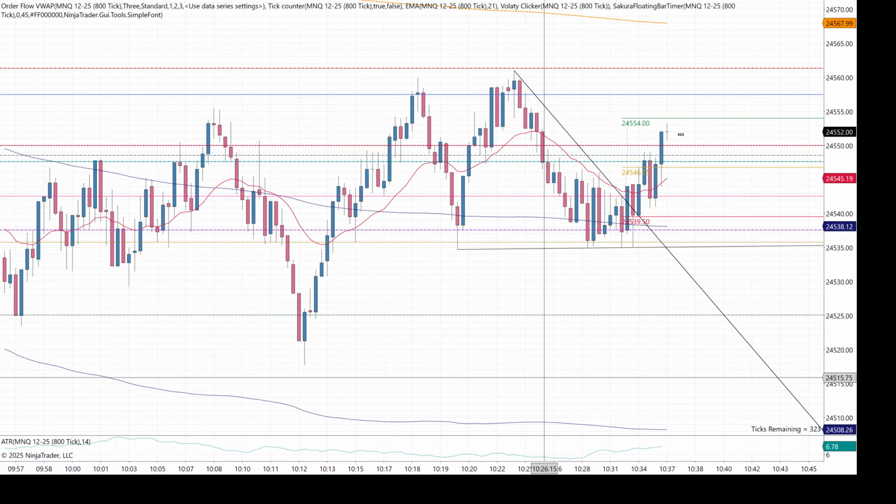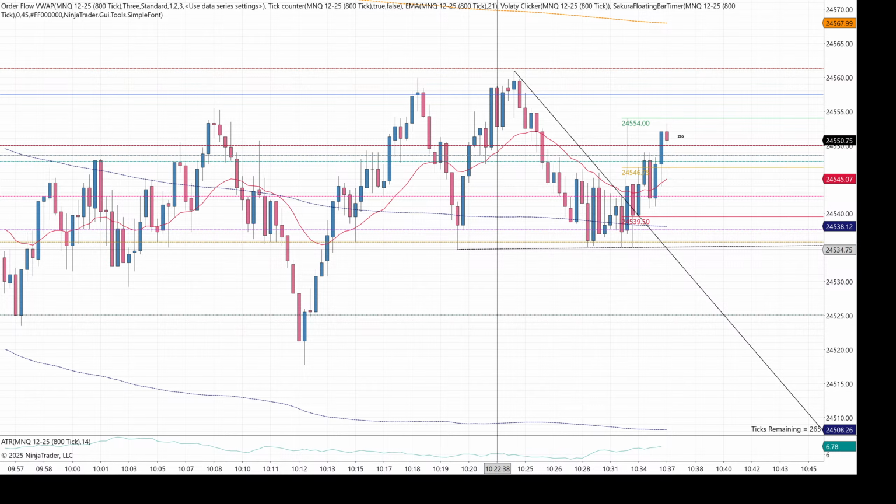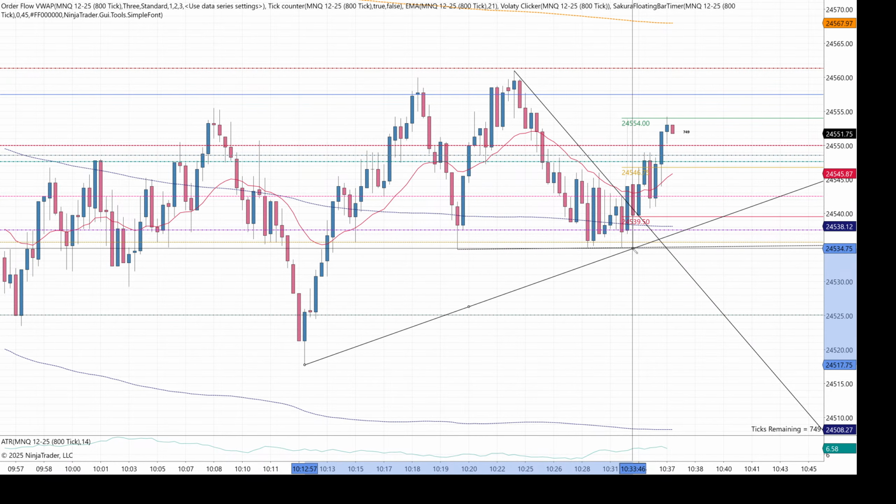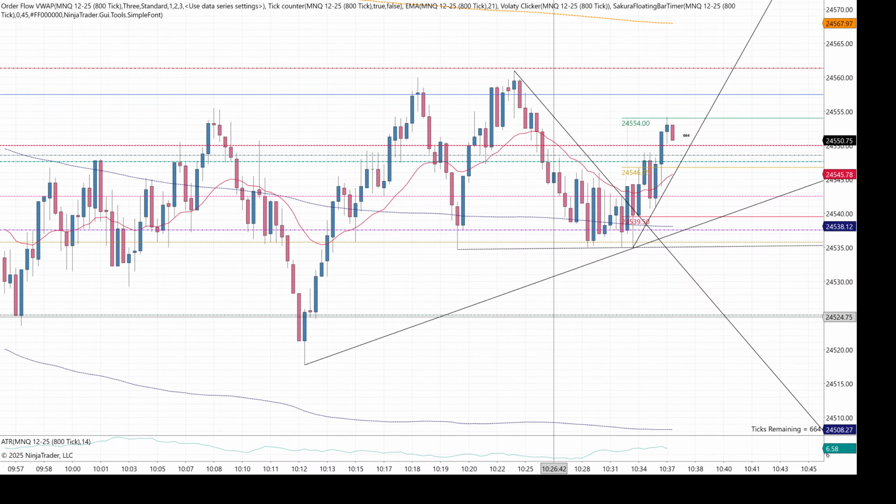So, trying to think what would be the best way to draw the next trend line. Do I draw it like this? Draw it like this? There's so many trend lines you can draw.